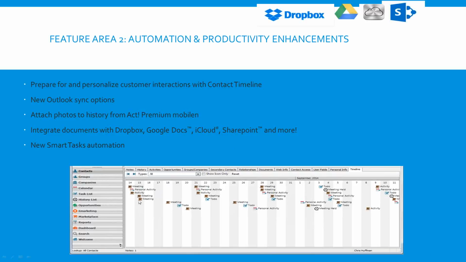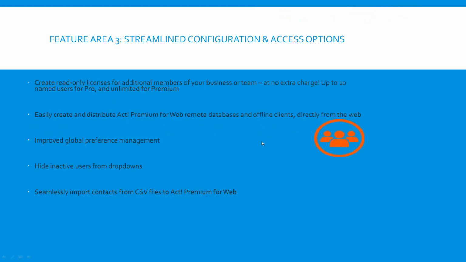The Smart Task Automation, basically what's kind of cool about that is we can make a smart task now that, let's say if somebody's in the Texas territory, I can make a smart task now that's going to assign limited access so that only the Texas reps can see that contact. So that's there.